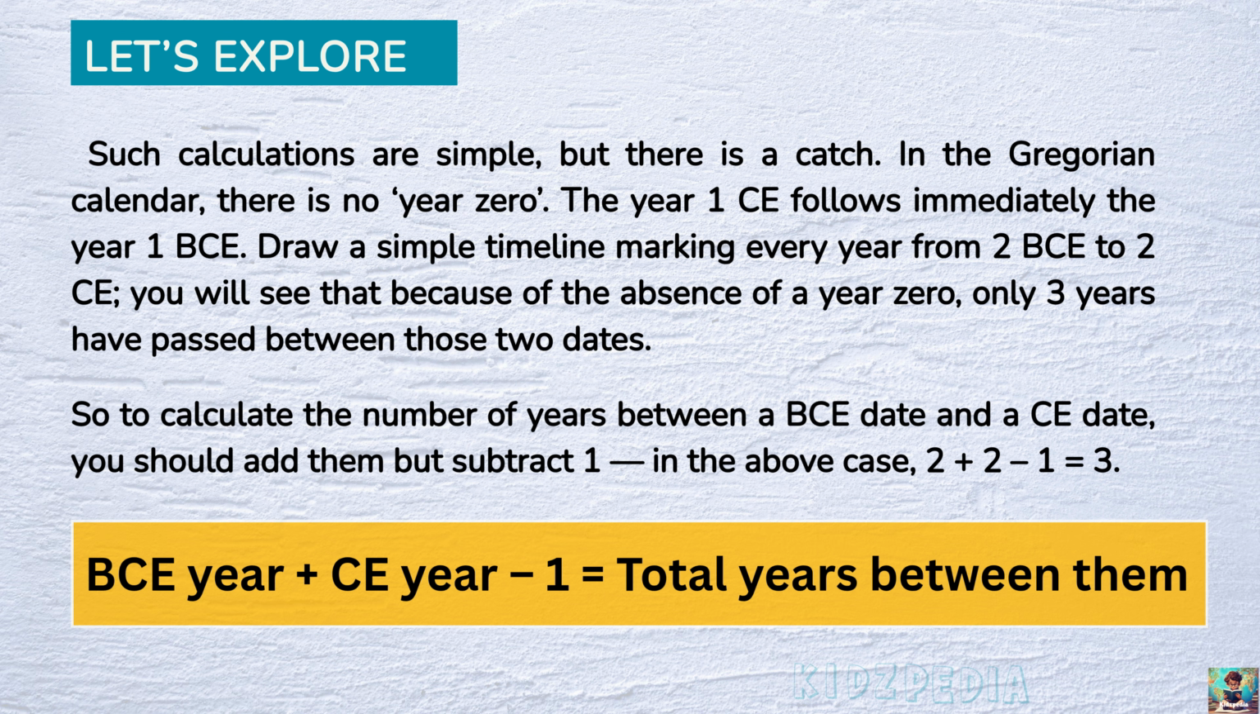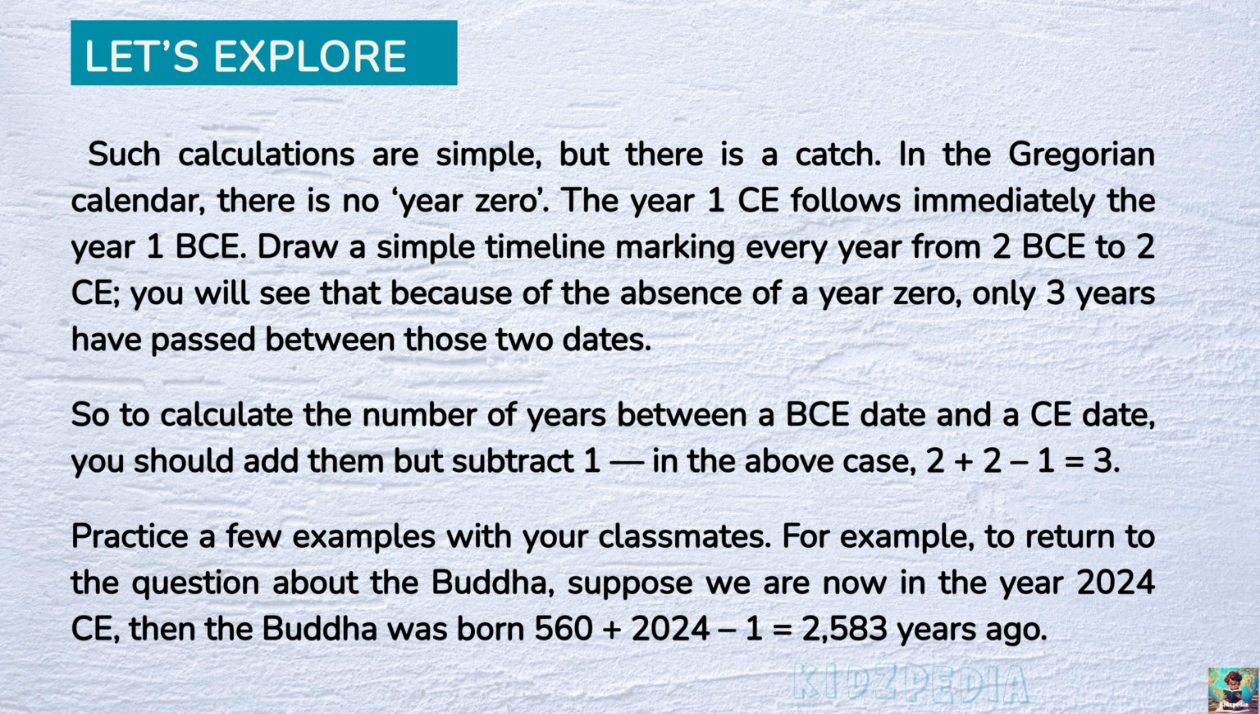For example, Buddha was born in 560 BCE. So, to calculate the years, we need to add 560 plus, if we are in 2024 CE, 560 plus 2024 minus 1, that is equal to 2583 years. So, Buddha was born 2583 years ago.